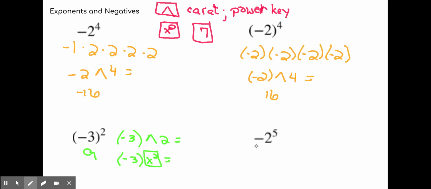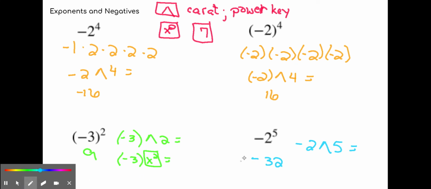The next one is -2 to the fifth power. Notice it's not in parentheses. See if you can do this one in your calculator. You should get -32. Notice I didn't put any parentheses in my calculator because there weren't any parentheses in the problem. This is -1 times 2 to the fifth, so I get -32.